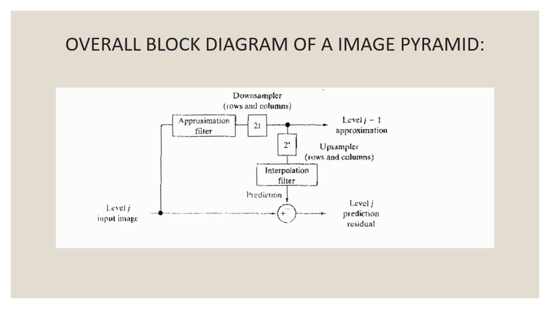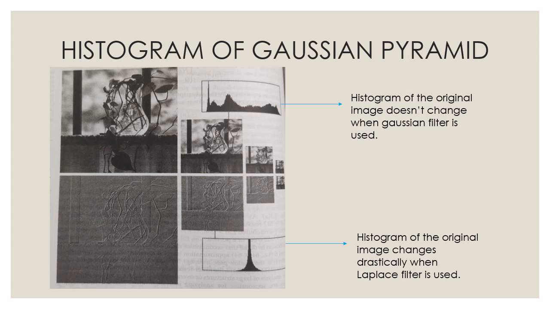This is the overall block diagram of an image pyramid, where the input image is at level j. By passing it through an approximation filter and then downsampling with a factor of 2, we get the level j minus 1 approximation. This level j minus 1 approximation is passed through an upsampler and then an interpolation filter, and the result is subtracted from our level j input image, giving the level j prediction residual. Now let us look at the histogram of our Gaussian pyramid.